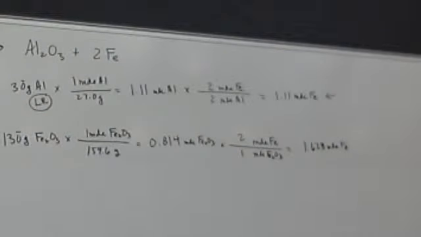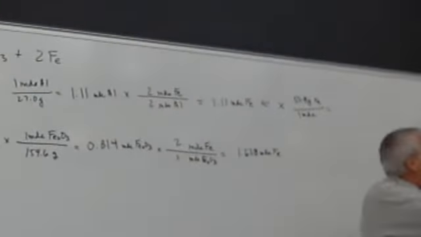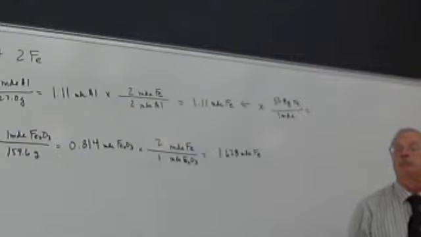And I am asked for grams, so now would be a wise time to change this to grams. And I can do that by saying there's 55.8 grams of iron in 1 mole. Where did that number come from? The periodic table.